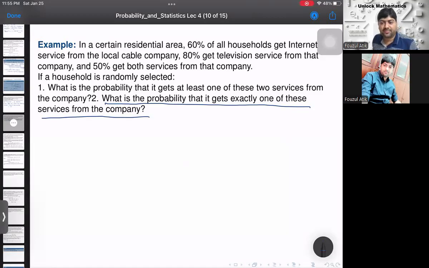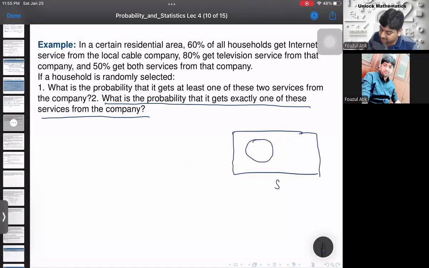Exactly one means, this is the sample space, right? So this was the A event, this was the B event. Exactly one means either you have to take this part or you have to take this part. Correct? So it means A intersection B complement or B intersection A complement. Right? So this part is A intersection B complement, and this is B intersection A complement.